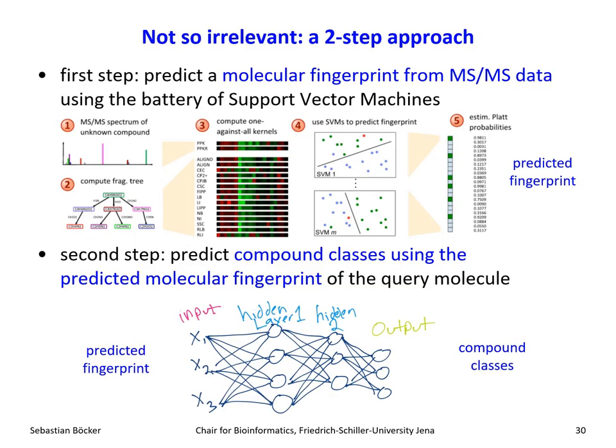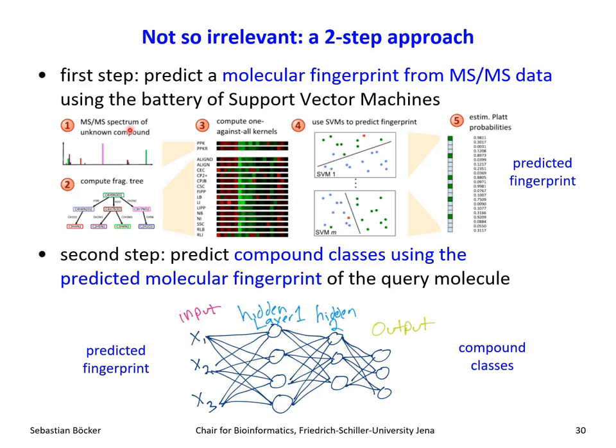So what we do now is we stitch together these two machineries. We have borrowed this part from CSI:FingerID. And you have to understand, this was originally part of CSI:FingerID. It was invented as a part of CSI:FingerID, but that doesn't mean we can't steal it. We can take it out. It's no longer CSI:FingerID. It's just the fingerprint prediction.